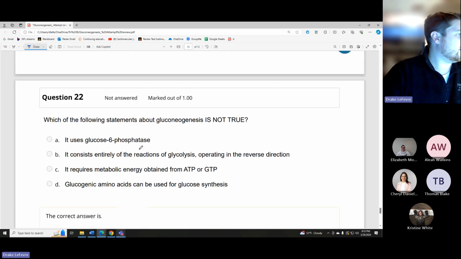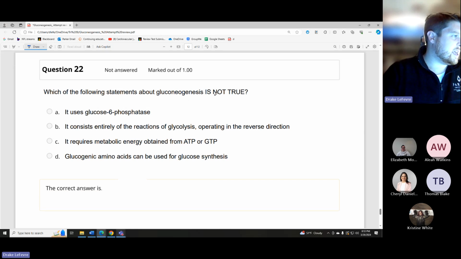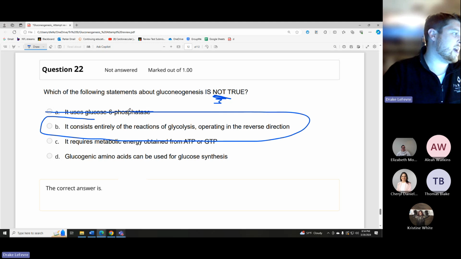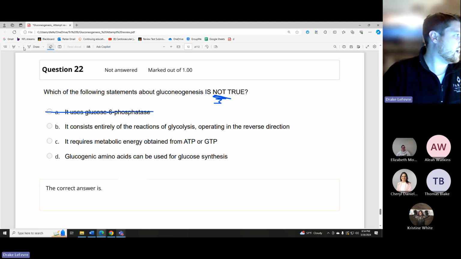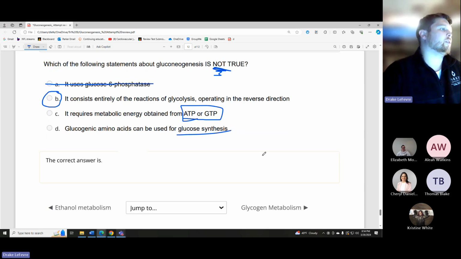Our last question: which of the following statements about gluconeogenesis is not true? It uses glucose 6-phosphatase. Please, for the love of everything, we've talked about that enzyme 8 million times at this point. That is true. It consists entirely of the reactions of glycolysis operating in the reverse direction. If I'm not mistaken, we've actually had this exact same question already once. And that is not true. It is not just the same reactions in reverse because we need to skip those rate-limiting steps. It requires metabolic energy obtained from ATP and/or GTP. That is correct. And glucogenic amino acids can be used for glucose synthesis, and we know that that is true.